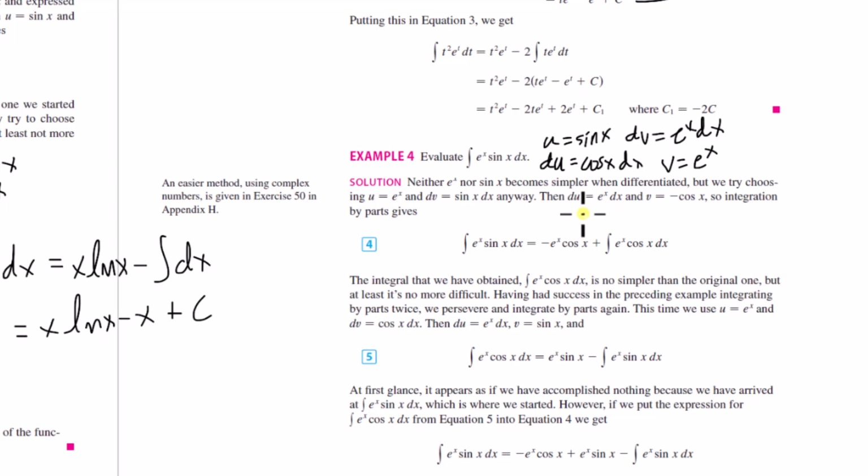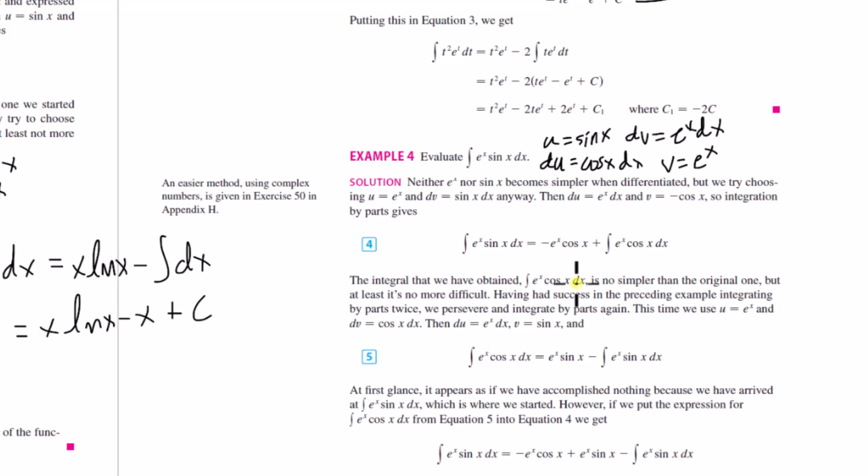Is that what they chose? No, they chose it the other way around, but I don't think it would have mattered either way. We'd get uv, e to the x sine of x, minus the integral of v du. Well, let's just go with theirs. They did the opposite substitution. It shouldn't matter either way. And so, okay, they said u is equal to e to the x and dv was sine of x dx. Okay, so they apply the integration by parts and they get this.